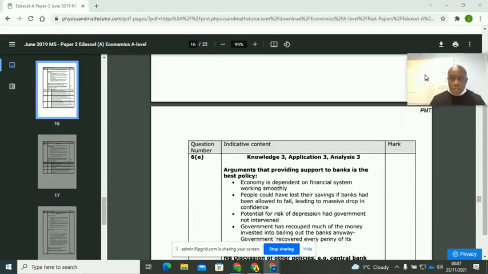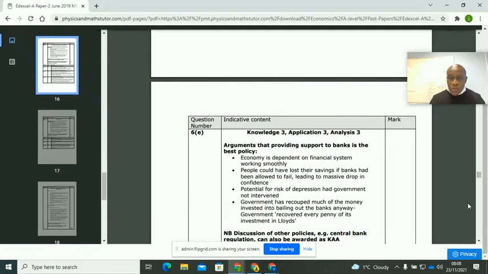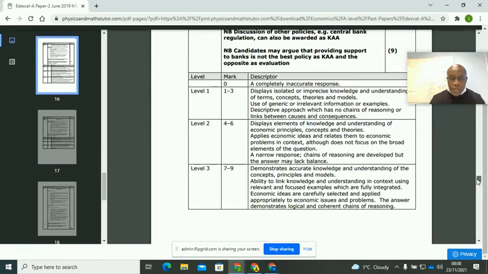So this is the 6, okay, this is 15 marker, knowledge, as I said, knowledge 3, application 3, analysis 3. What I want you to see is, let's just come here. Okay. Demonstrate accurate knowledge and understanding of the concepts, principles, and models, able to link knowledge and understanding in context using relevant and focused examples that are fully integrated. So basically, you mix everything up, just like the cake. You're mixing the milk up, you're mixing the flour up, you're blending it all together, okay? It doesn't say demonstrates accurate knowledge of definitions. It doesn't say that. So just bear that in mind, and I'll give you an example.